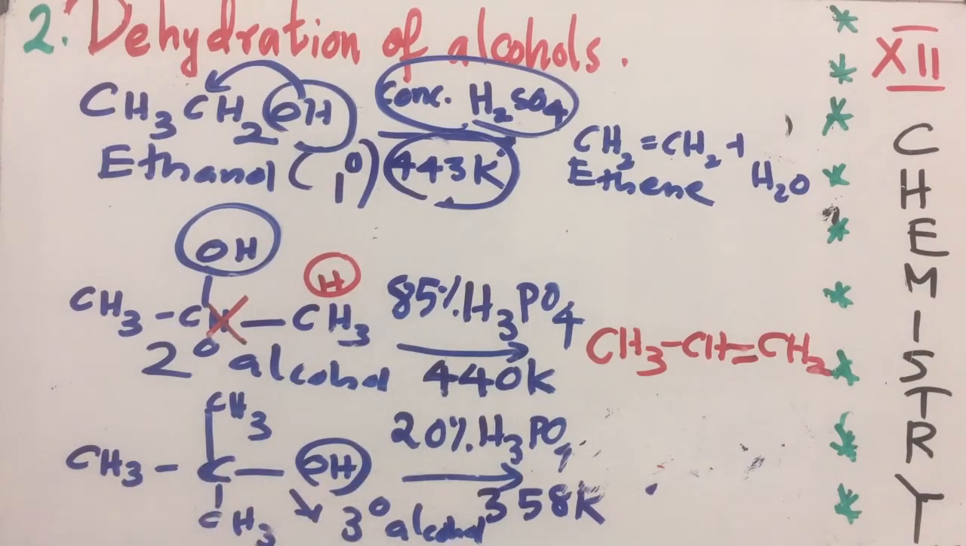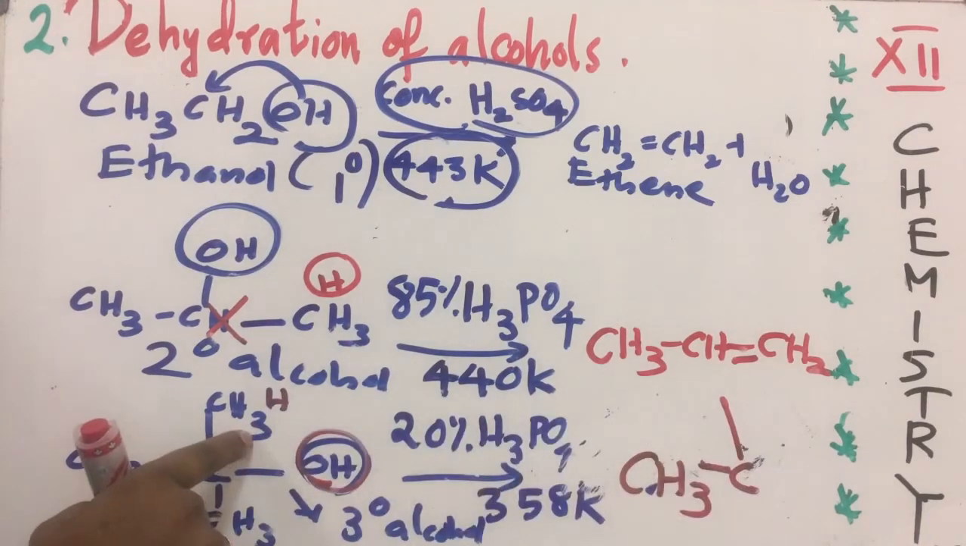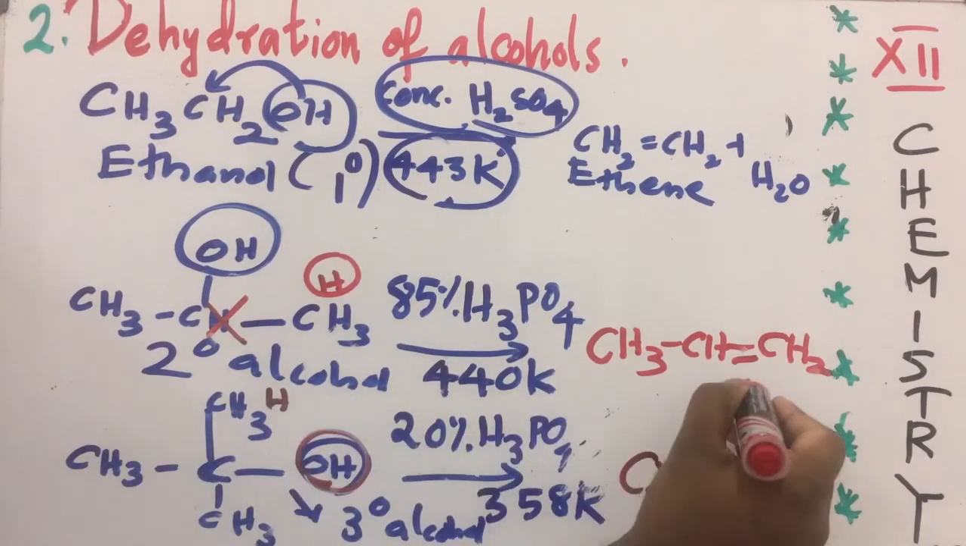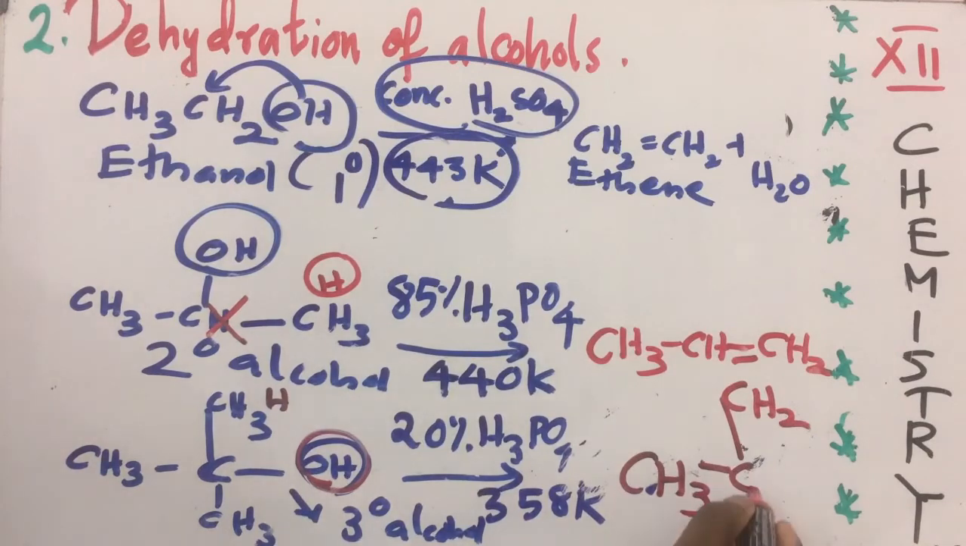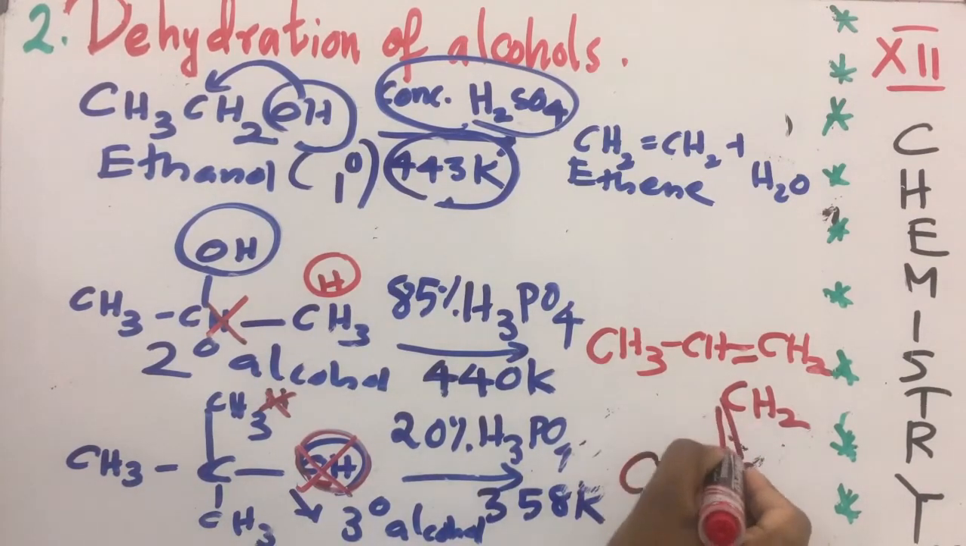What about tertiary? Again dehydration. OH from this carbon. H you can take from any of these carbons. Okay, let's take H from here. So what's the product? CH3, single bond C, H, OH removed, so CH2, down CH3. And this OH is removed, H is removed. 1, 2, 3. Here you can put a double bond. Again the product is an alkene.